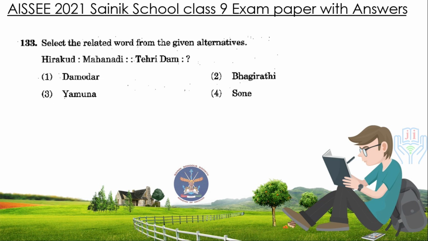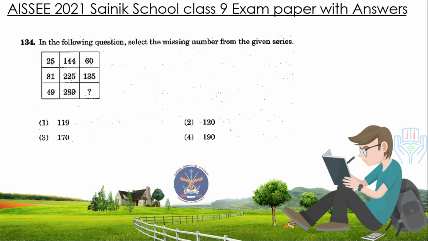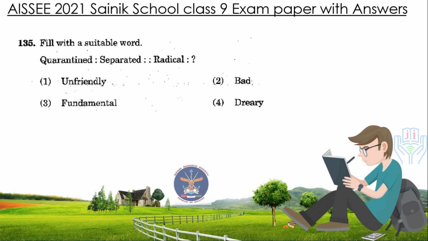Select the related word from the given alternatives. Hirakud, Mahanadi, Tehri Dam, Bhagirathi. In the following question, select the missing number from the given series. Answer 119. Fill with a suitable word. Quarantined, separated, radical, fundamental.